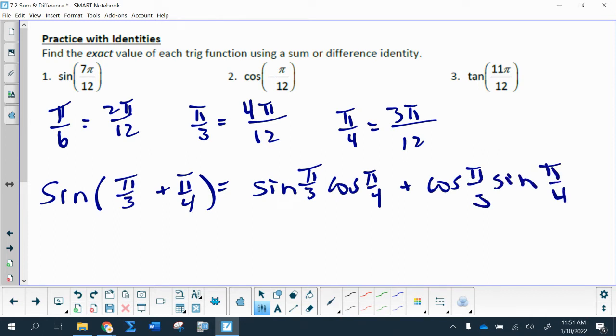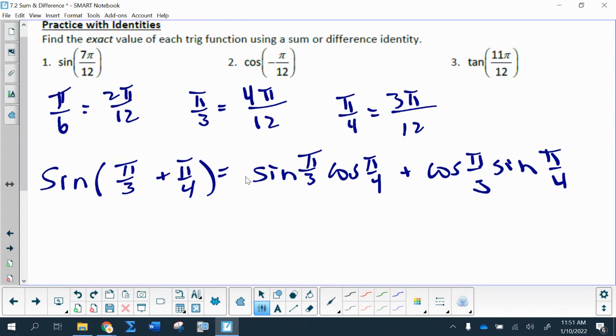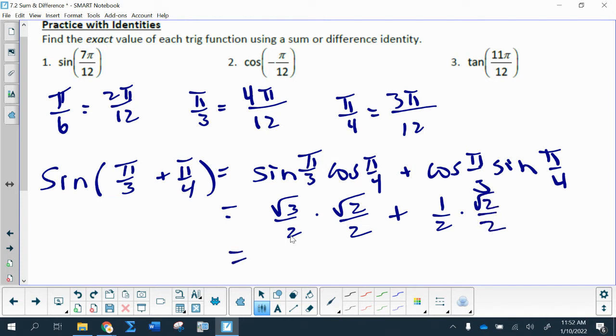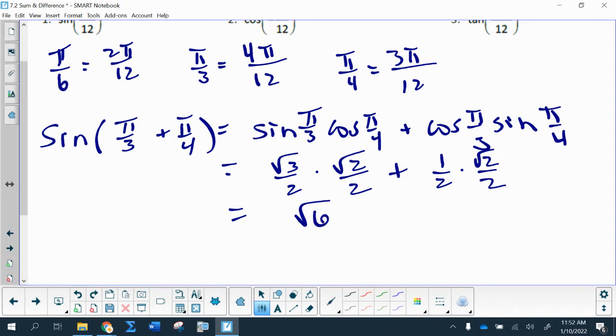And now might be a good time for you to get your unit circles out, because you're going to need to remember all of these values as we continue through. But if it's been a while, you might want to take it out and use it as we're practicing here. So sine of pi over 3 is √3 over 2. Cosine of pi over 4 is √2 over 2. Cosine of pi over 3 is 1/2, and sine of pi over 4 is √2 over 2. So this whole thing simplifies to square root of 6 plus square root of 2 all over 4.